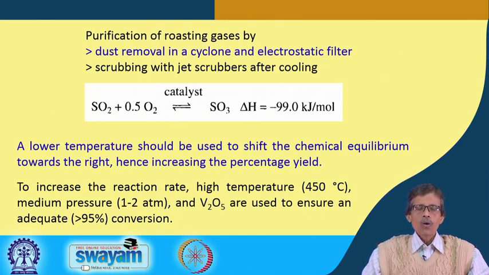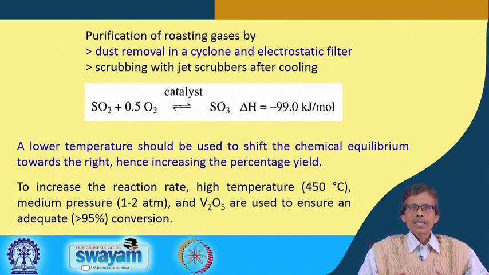So, when we go for a low temperature conversion, a low temperature should be used to shift the chemical equilibrium towards the right. That means cooling should be utilized for this SO2 to SO3 oxidation, to shift the equilibrium towards the right, hence increasing the percentage of yield. Whether your reaction is exothermic or endothermic guides us on whether we can change the yield of the reaction, because we should always be able to maximize the yield of a particular reaction.